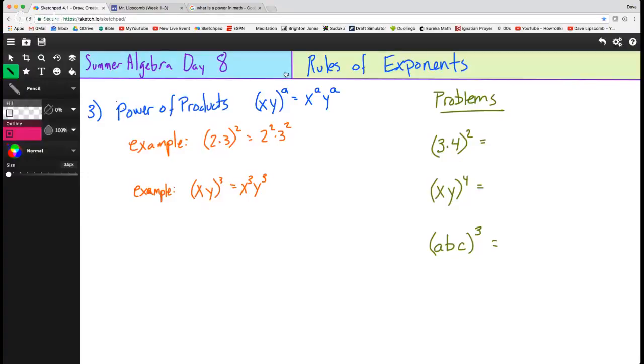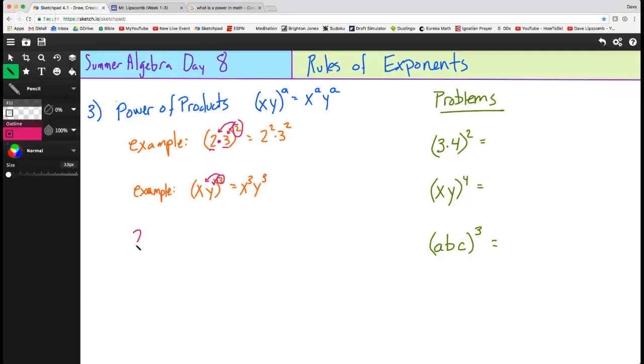Rule number 3. This is called the power of products rule. So this says if 2 numbers are multiplied together and you raise them to an exponent, you can just take that exponent and drop it down inside both variables or both expressions. Okay, now the key thing here is it's a power of products.